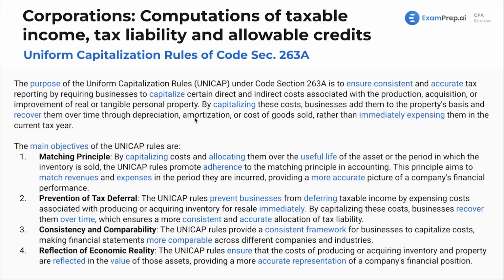We're not going to be really dealing with amortization because that is real or tangible property. And the main objectives here are the matching principle, by capitalizing costs and allocating them over the useful life of the asset or the period in which the inventory is sold. The UNICAP rules promote adherence to the matching principle in accounting.